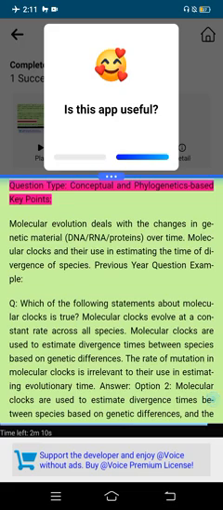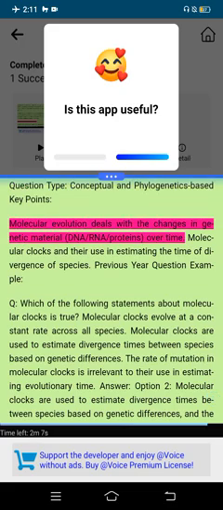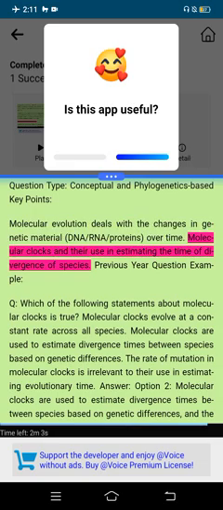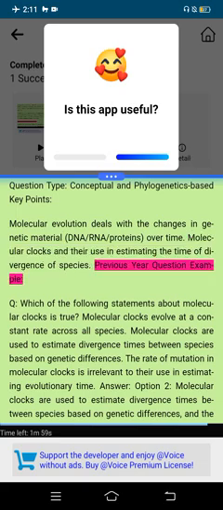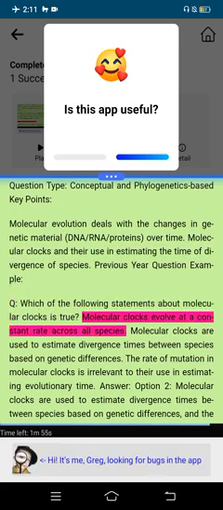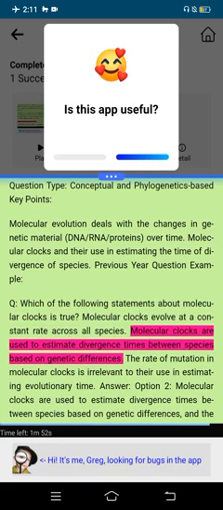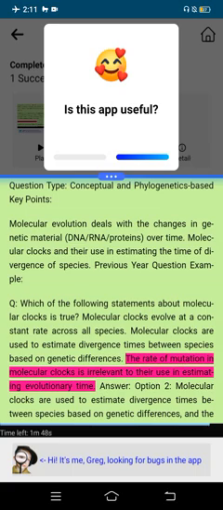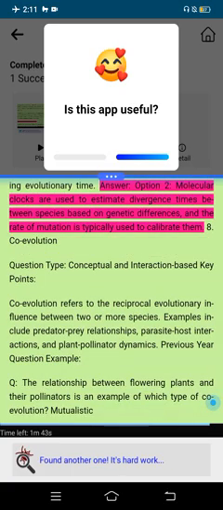7. Molecular evolution. Question type: conceptual and phylogenetics-based. Key points: Molecular evolution deals with the changes in genetic material, DNA, RNA, proteins, over time. Molecular clocks and their use in estimating the time of divergence of species. Previous year question example. Q. Which of the following statements about molecular clocks is true? Option 1: Molecular clocks evolve at a constant rate across all species. Option 2: Molecular clocks are used to estimate divergence times between species based on genetic differences. Option 3: The rate of mutation in molecular clocks is irrelevant to their use in estimating evolutionary time. Answer. Option 2. Molecular clocks are used to estimate divergence times between species based on genetic differences, and the rate of mutation is typically used to calibrate them.